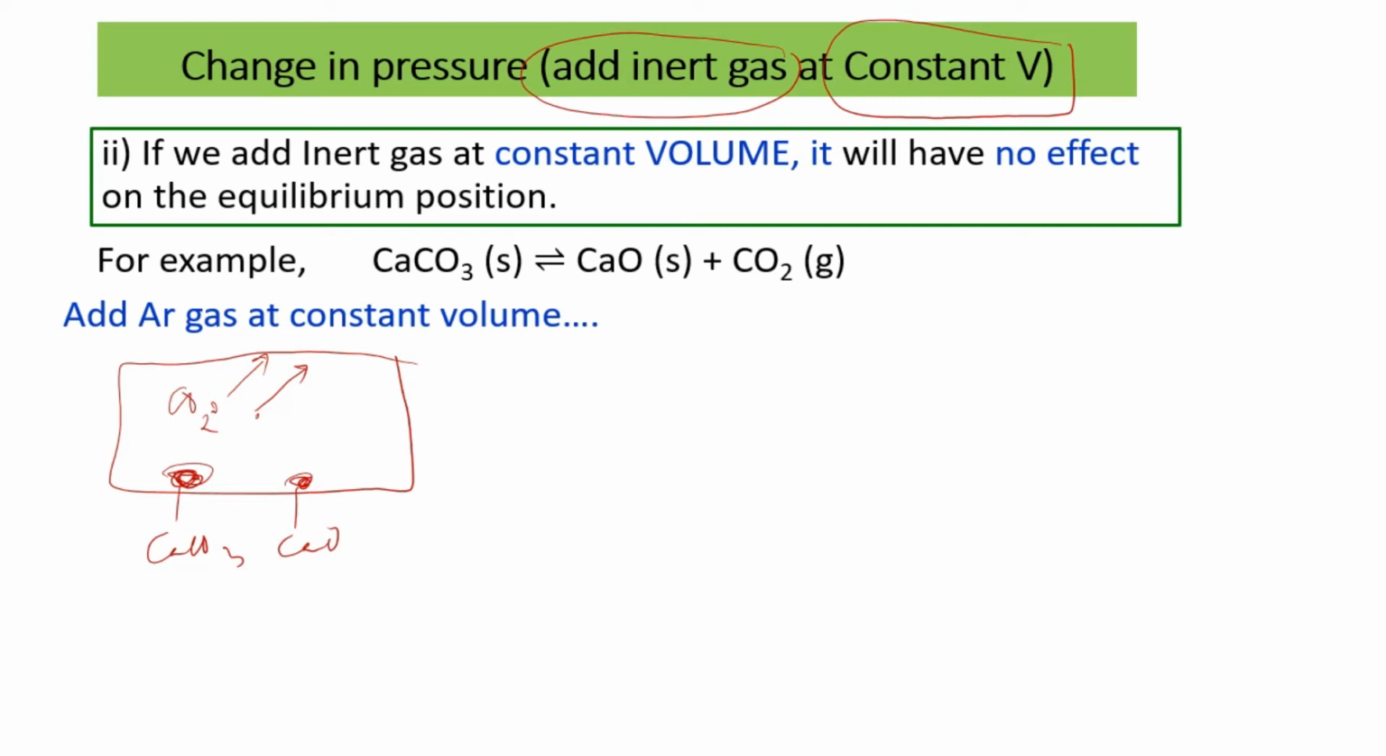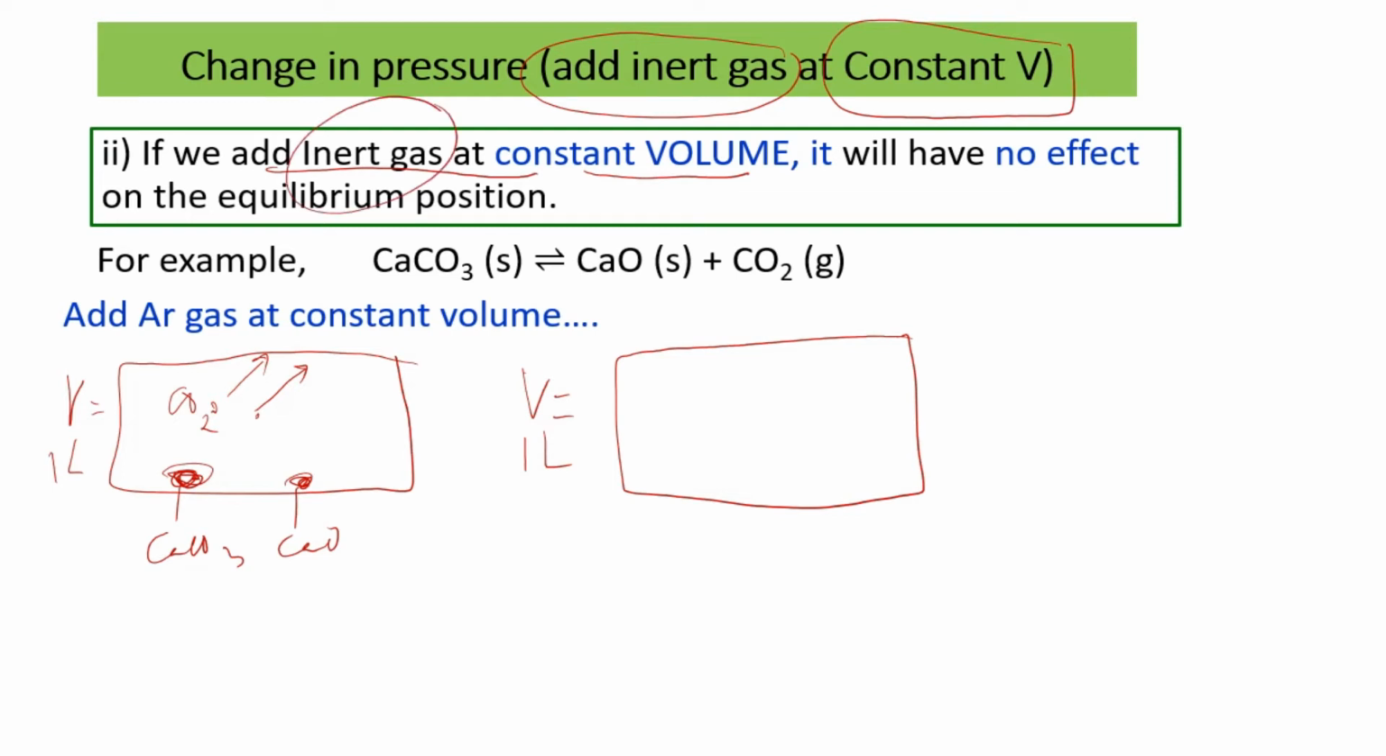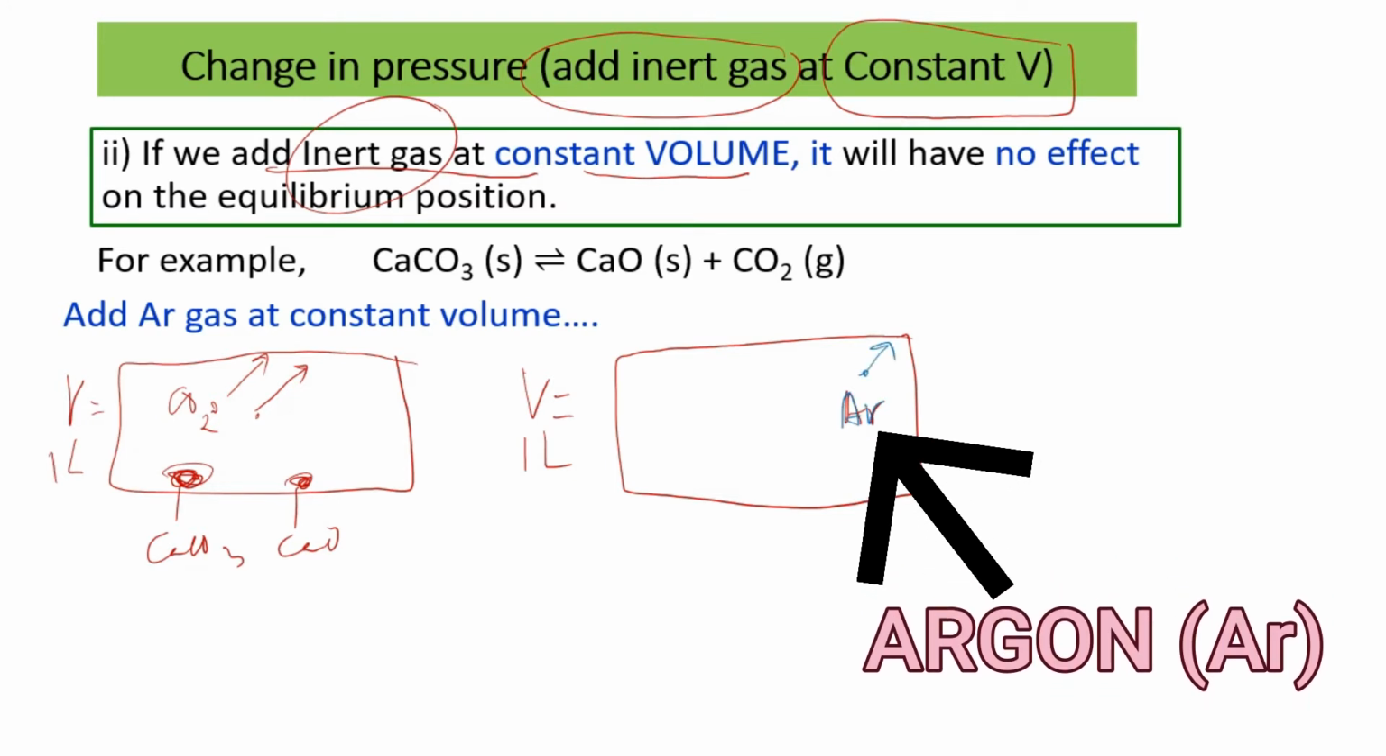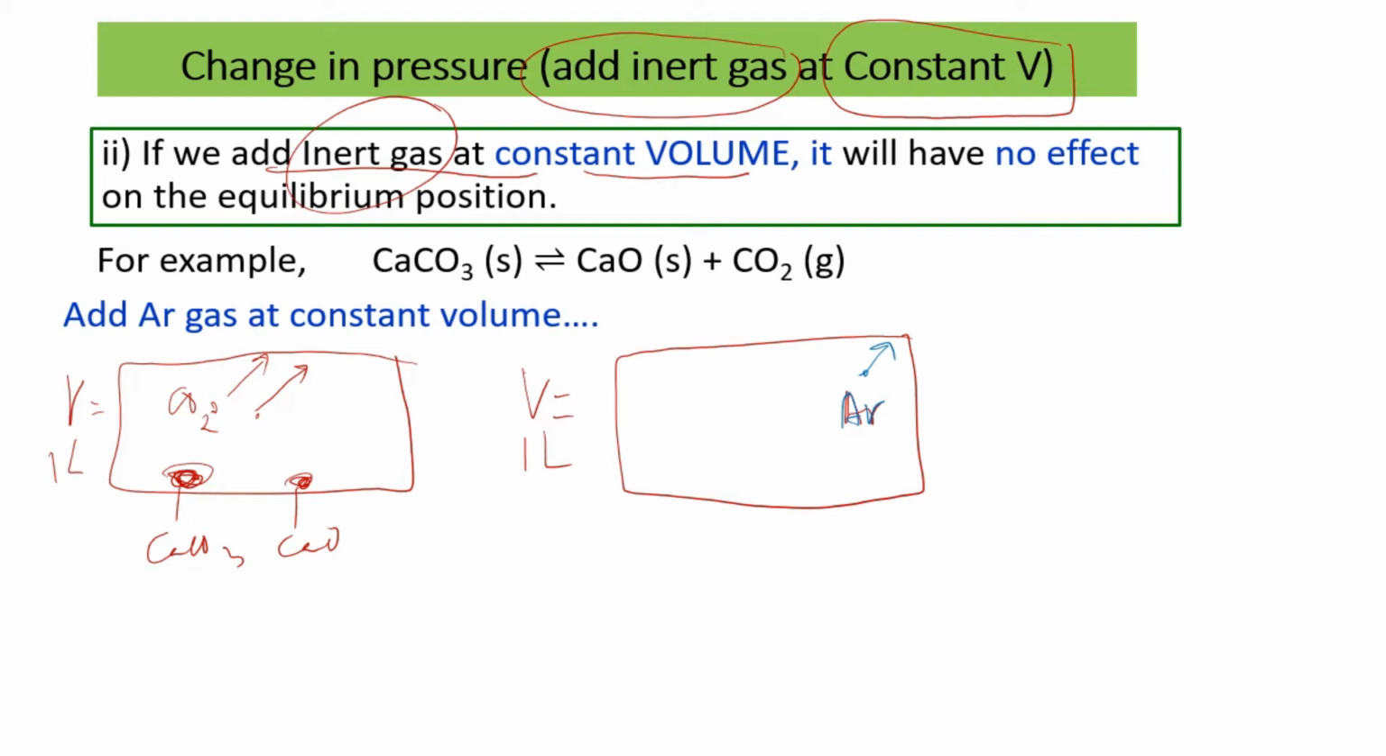So this is volume, 1 liter, let's say, and we try to add inert gas at constant volume. So volume is still the same. Volume is still 1 liter. We add in inert gas, let's say argon. So argon is knocking the wall, let's say at 2 atm.